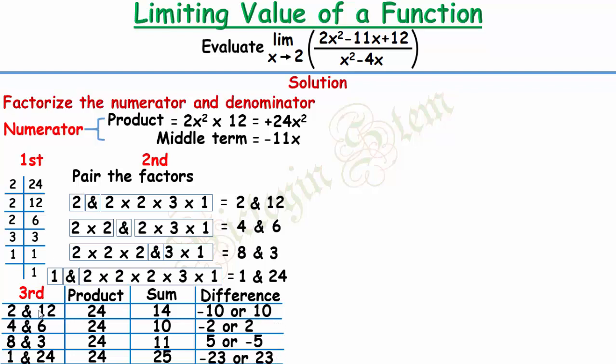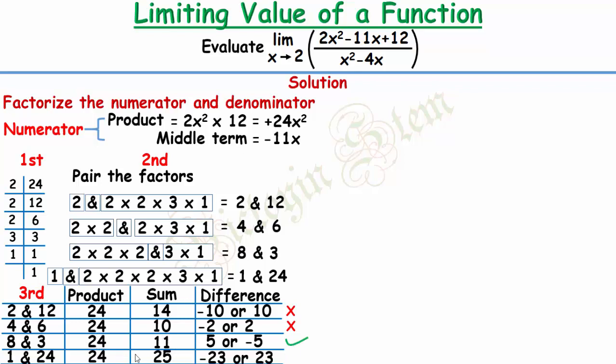Now looking at the first pair, 2 and 12, the product gave us 24, which is correct, but the sum or the difference did not give us 11, so we can't use this. We will look at the next one. The product is 24, correct. The sum is 10, not equal to 11. 2 or minus 2, neither of them is 11, so we can't use this either. But if we look at this, the product is 24, correct. The sum is 11, so we're good.